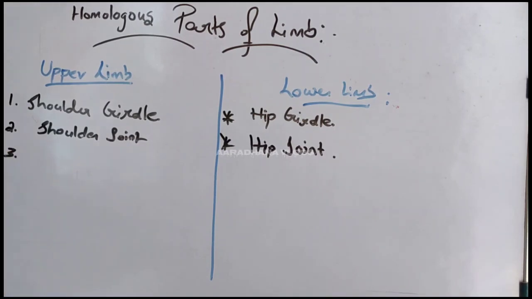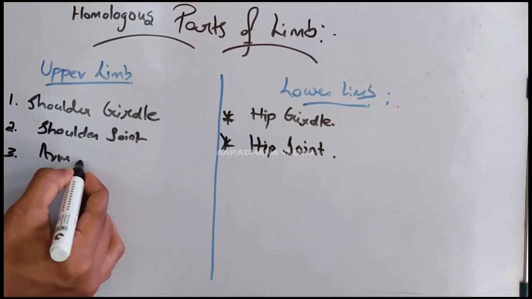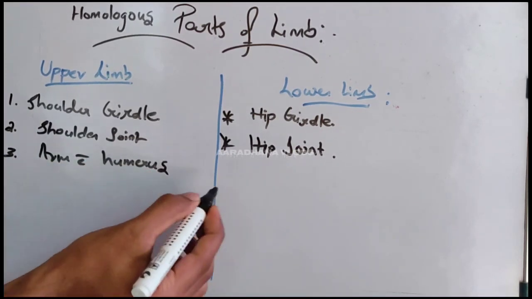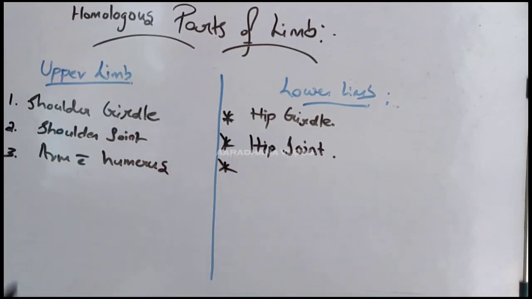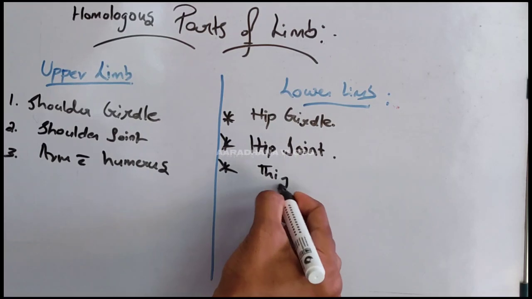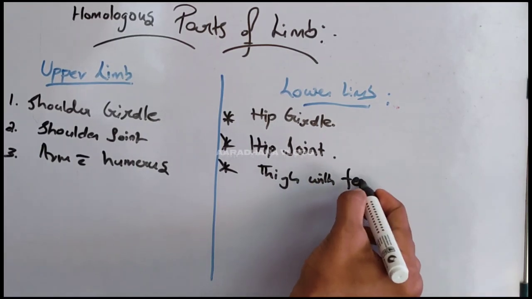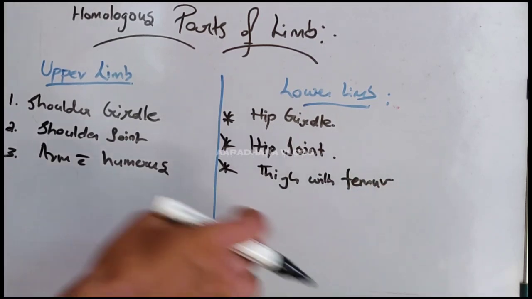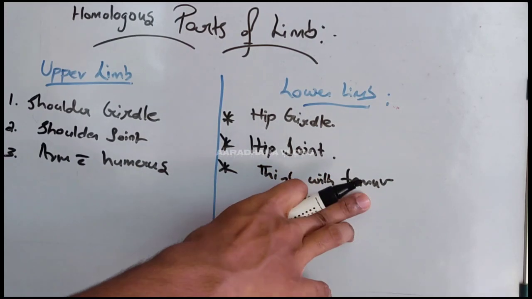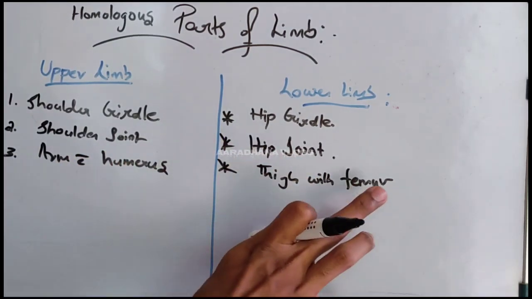Third point in the upper limb is the arm with humerus bone. Similarly in the lower limb it is the thigh with femur bone. So in the upper limb the humerus bone is coming, in the lower limb the femur bone is coming. Arm with humerus, thigh with femur.